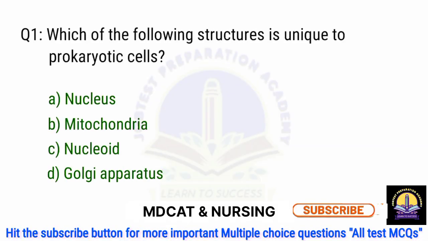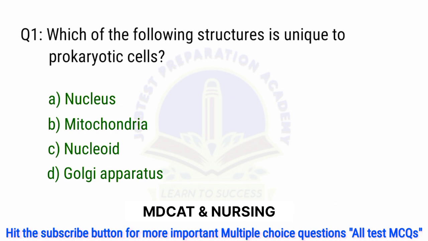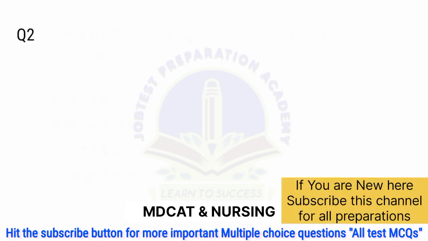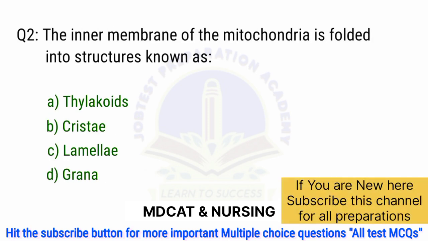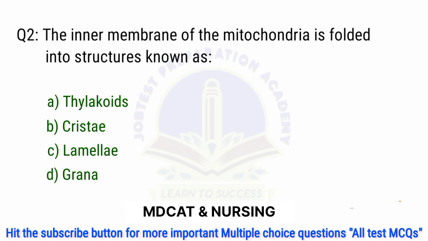Question number 1. Which of the following structure is unique to prokaryotic cells? The right answer is option C, nucleoid. Question number 2. The inner membrane of the mitochondria is folded into structure known as. The right answer is option B, crest.